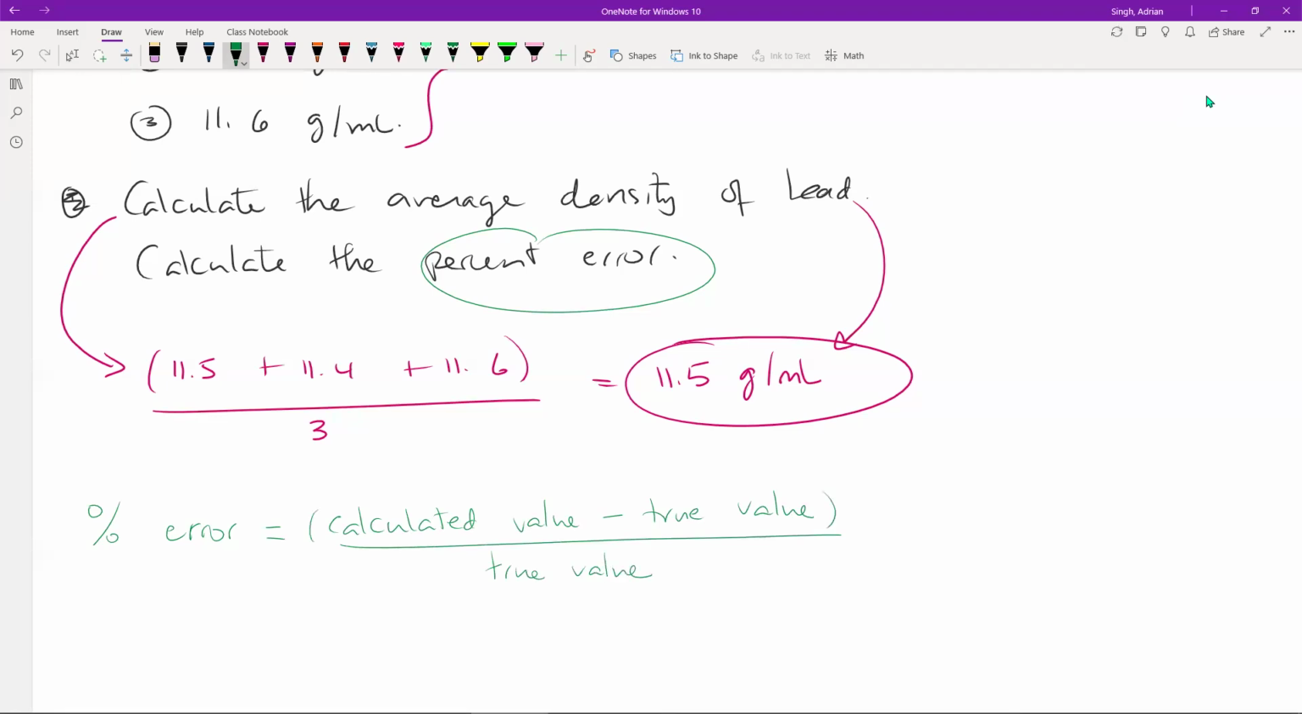A couple of terms that you may see being used interchangeably. The calculated value is often referred to as the experimental. And the true value is often referred to as the theoretical. Or sometimes the true, but we already said true. Or theoretical value. Okay, so we just calculated the average. So this here, we just calculated. So obviously this is the calculated value, the experimental.